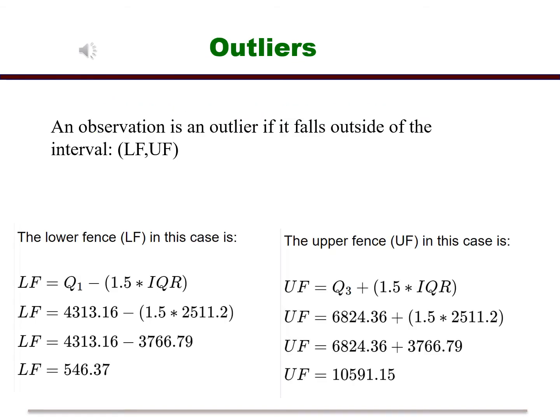Here are the calculations to check for outliers. We will not worry about extreme outliers at this point. We will do this by creating the interval that if any point lies outside of it, it will be considered an outlier. We find that the interval is roughly 546 to 10,592.